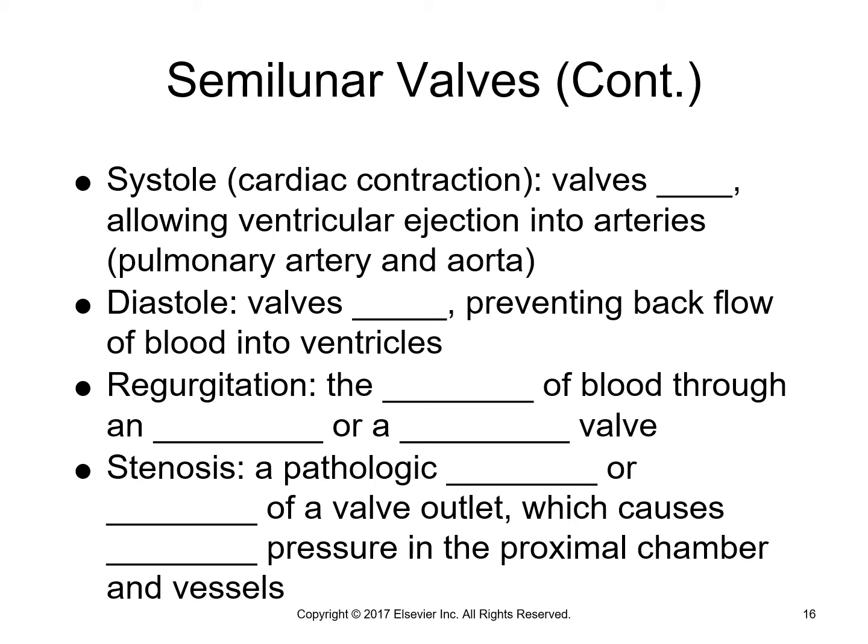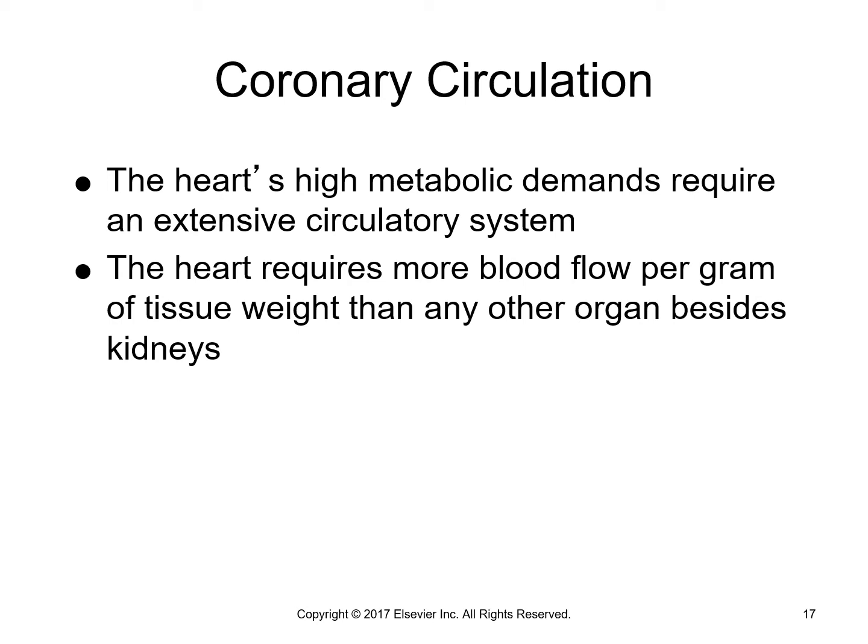Okay, now we're moving on to the actual coronary circulation, because the heart itself has blood flow to it, and when we have coronary artery disease, a heart attack, that's what's being affected, the coronary circulation. Okay, so the heart actually requires more blood flow per gram of tissue weight than any other organ besides the kidney.